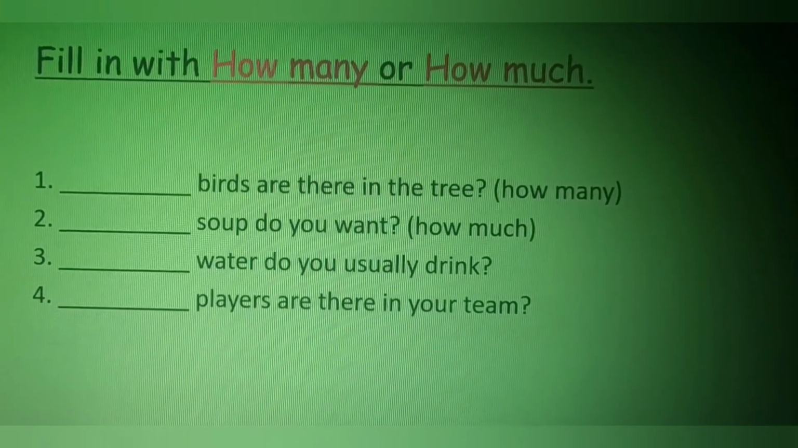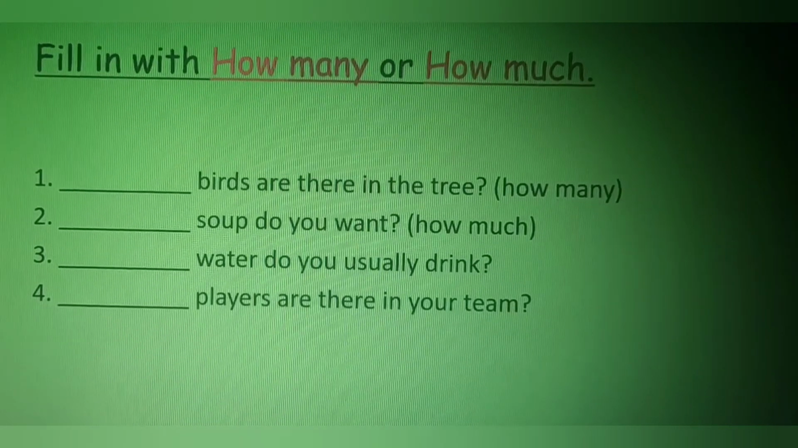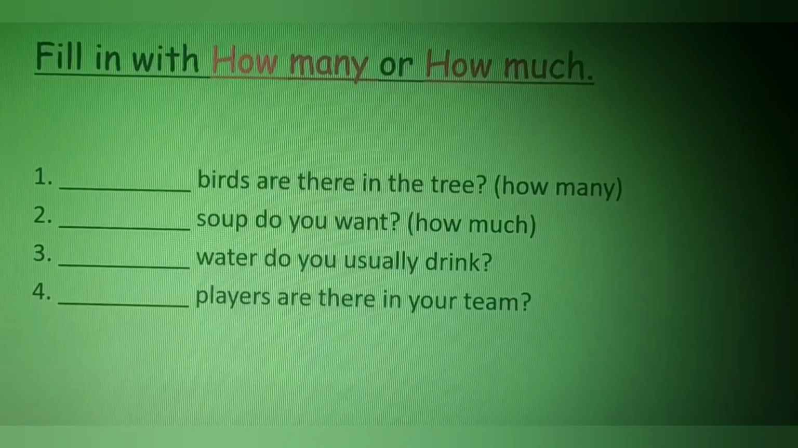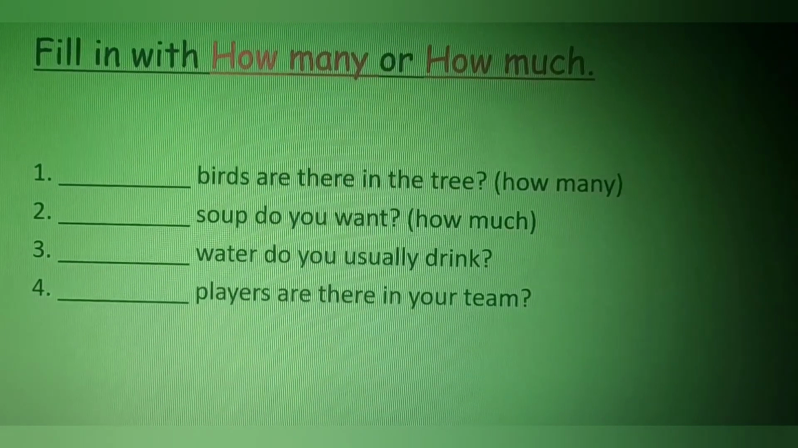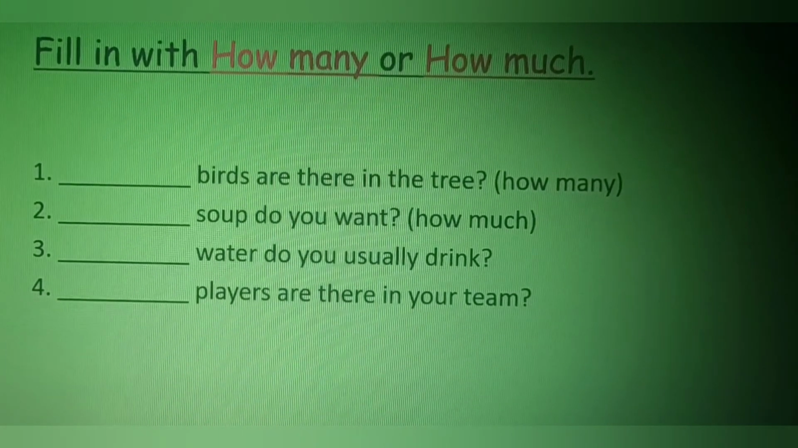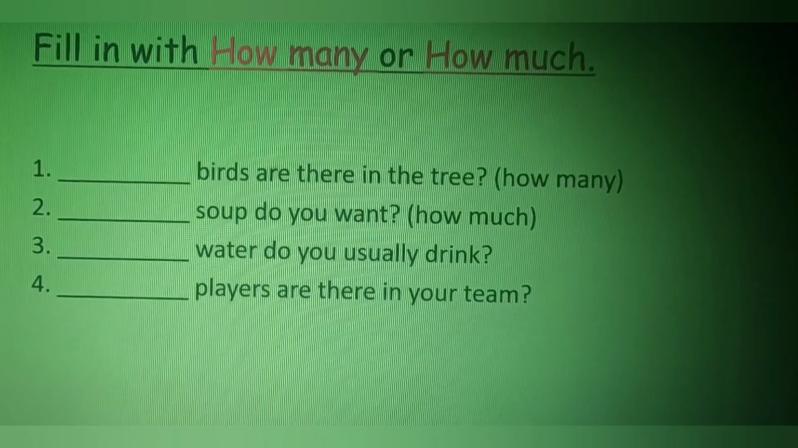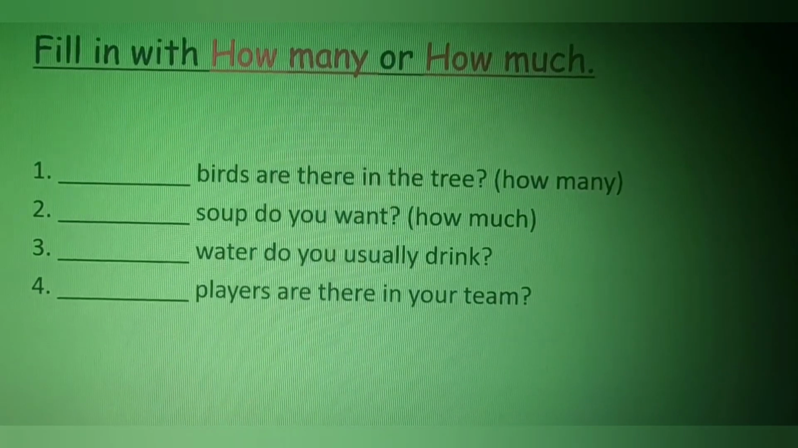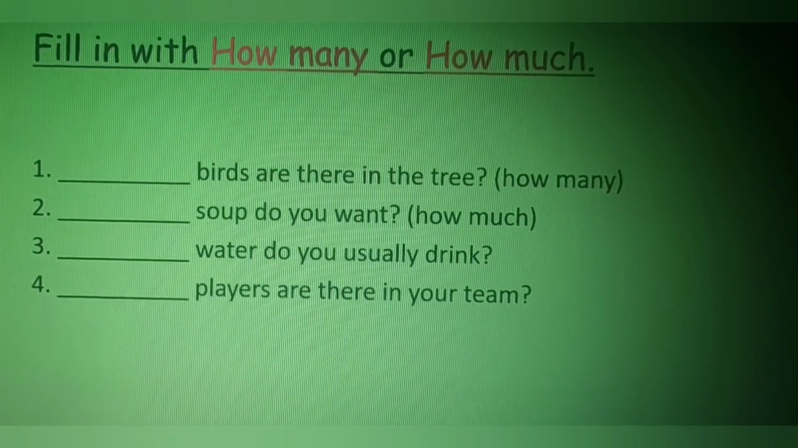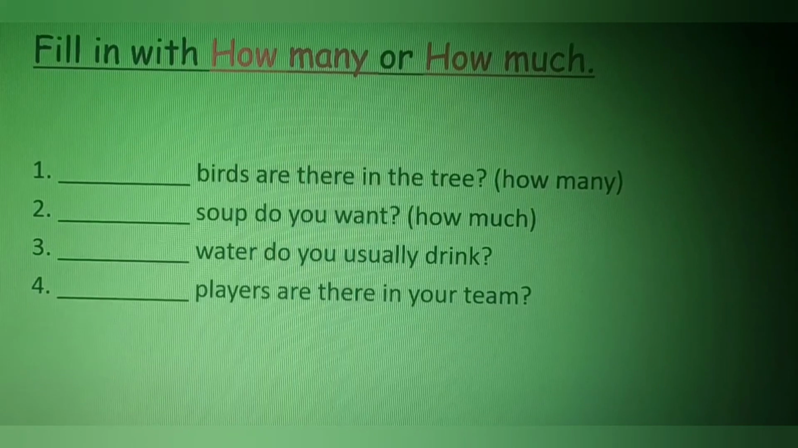Next one, dash water do you usually drink? Can you guess the answer? Water is an uncountable noun. So how much water do you usually drink? Dash players are there in your team. Can you count the number of players? Yes, we can count the number of players. So how many players are there in your team?